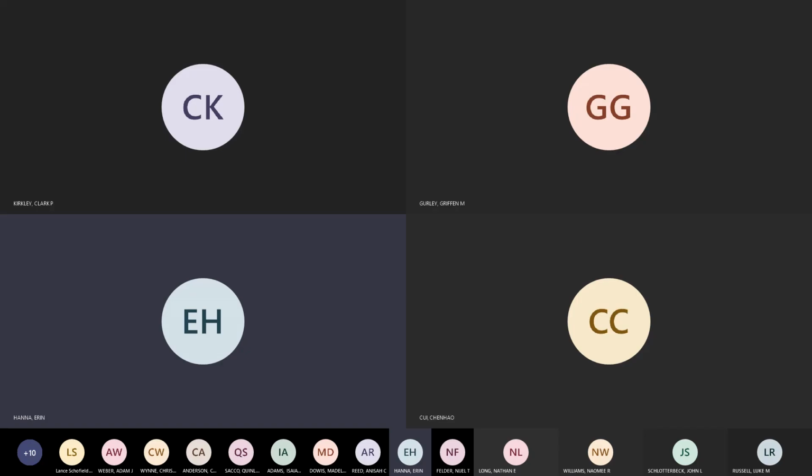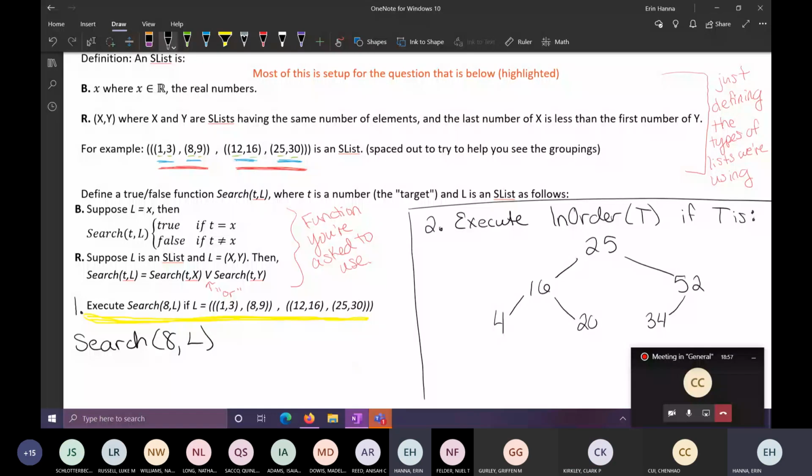So I can get this actual process in here. There we go. So say we want to search this list for 8. Well, the first thing we have to realize is essentially the XY that we have is the 1, 3, 8, 9, and the 12, 16, 25, 30. So what the recursive step tells us is that we're going to break this up into search 8, you know, essentially that list, 1, 3.